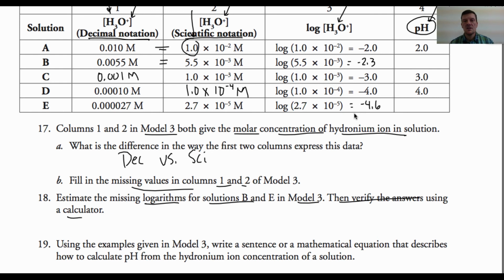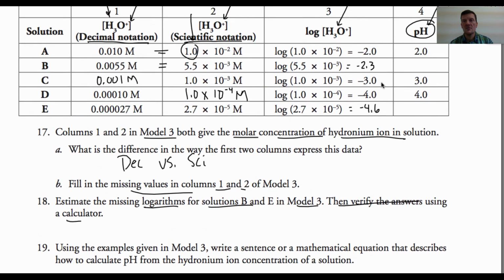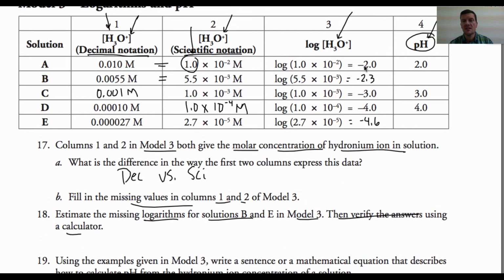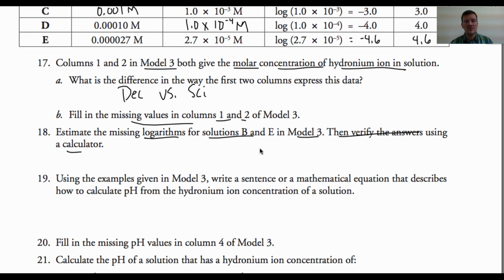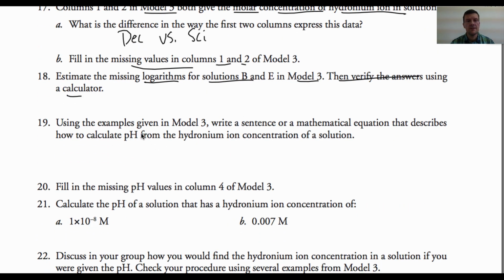So once you take the log of these numbers, we have them here. You'll notice how we get pH, and then we get rid of the negative value. So this pH is going to be 2.3, this is going to be 4.6, and we're going to see that play out here as we continue these questions. All right. Using the examples given in Model 3, write a sentence or mathematical equation that describes how to calculate pH from the hydronium ion concentration.